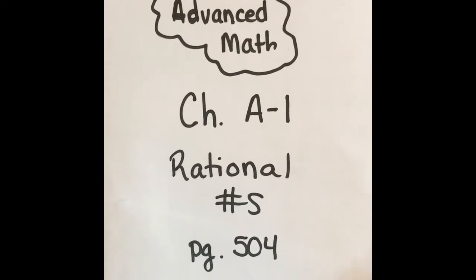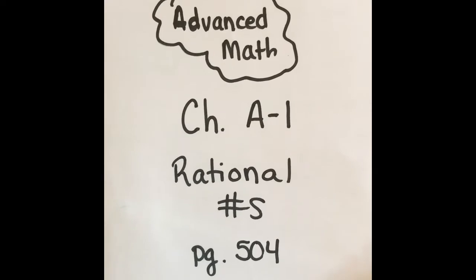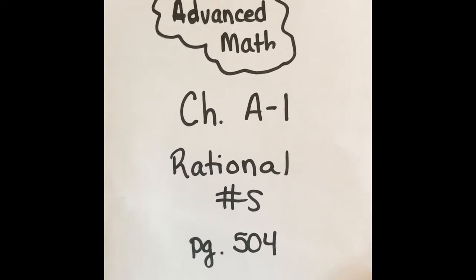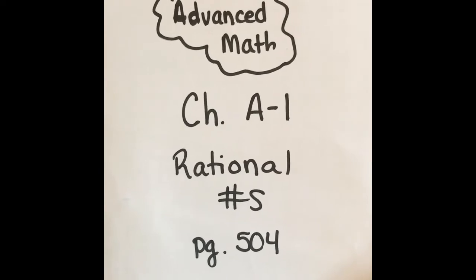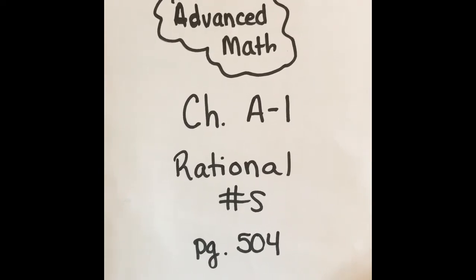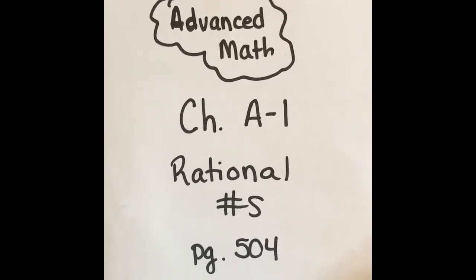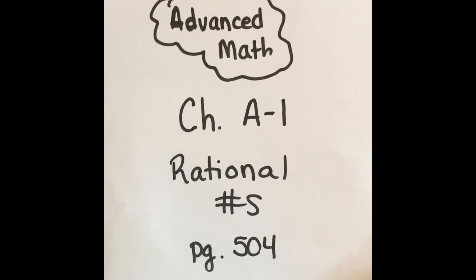Okay, advanced math kiddos, we are moving into chapter A. A is an apple. So we're going to go through A1, which is kind of a review. It's on rational numbers. If you want to follow along with notes, you can go to page 504.